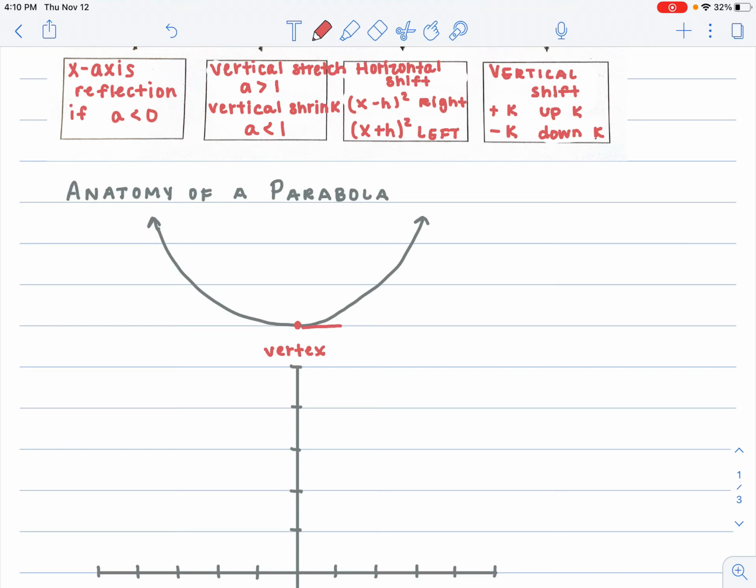If I were to go over 1 unit, I would be going up 1 unit. If I go over 2 units, I'm going to go up 4, because we were doing y equals x squared, so 2 squared goes up 4. If you go over 3 units, you're going to be going up 9 units. All right, so that's how the pattern works: over 1, up 1; over 2, up 4; over 3, up 9.